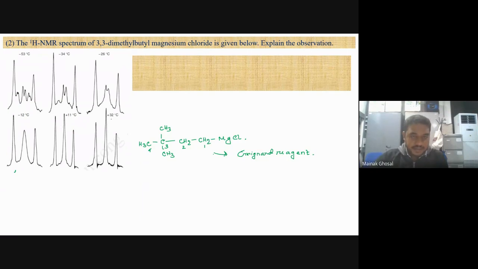So the question is, the proton NMR spectrum is given at different temperatures. You see here, this is plus 32 degrees Celsius and this is minus 53 degrees. Here you see a three singlet kind of pattern, but here you see a very big difference in the spectral profile. So who can explain this reason? What is happening here?